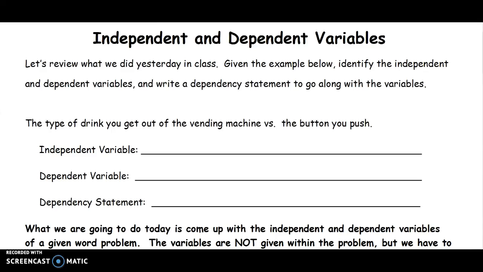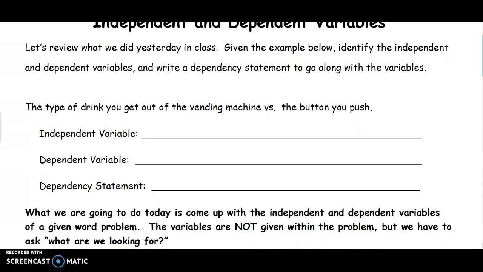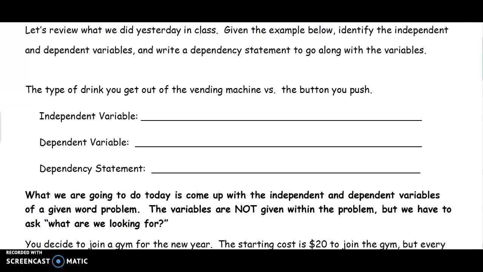Yesterday in class we talked about independent and dependent variables. Today we're going to do just a little bit more with them, but let's first go through what we did yesterday to refresh your memory. It says, given the example below, identify the independent and dependent variables and write a dependency statement to go along with them. So the type of drink you get out of the vending machine versus the button you push.